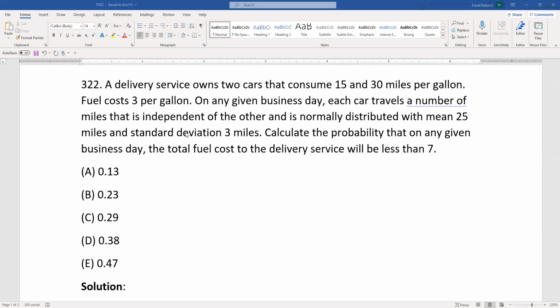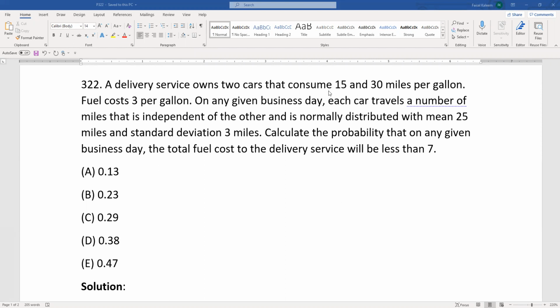A delivery service owns two cars that consume 15 and 30 miles per gallon. Fuel costs 3 per gallon. On any given day, each car travels a number of miles that is independent of the other and is normally distributed with mean 25 and standard deviation 3 miles. Calculate the probability that on any day the total fuel cost will be less than 7.